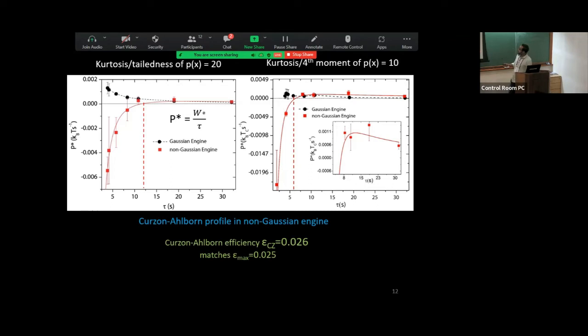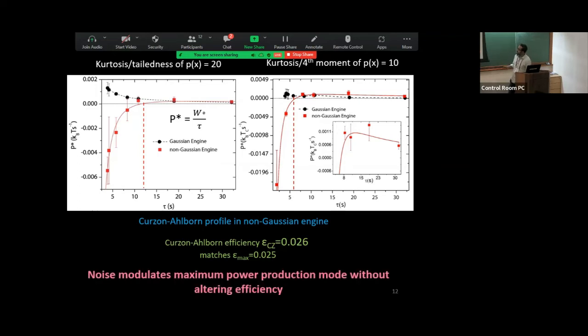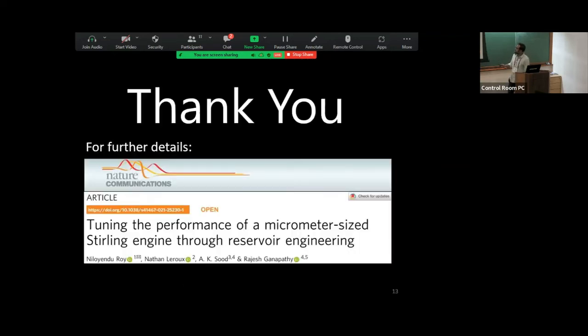And when we calculate the efficiencies, we see at the maximum power, like here and here, where the power is maximum, we find that they agree pretty well with the theoretically calculated Curzon-Ahlborn efficiency for thermal engines. So just by tuning the statistics of the noise, we can modulate the mode of maximum power production of this engine without altering the efficiency. Thank you.